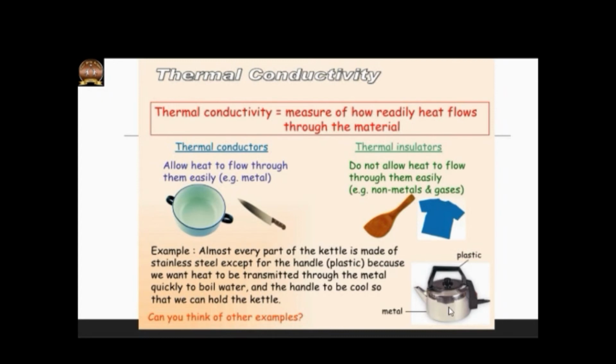Take for example a kettle. As you can see, most of the parts of a kettle are made up of metal. This is because it's important for the kettle to conduct heat so that the water in it can quickly come to a boil. But the parts of the kettle which are to be handled are made up of plastic. This is to make it safe for us to hold the kettle without burning our hands. Can you think of any other examples? Like maybe an iron box?